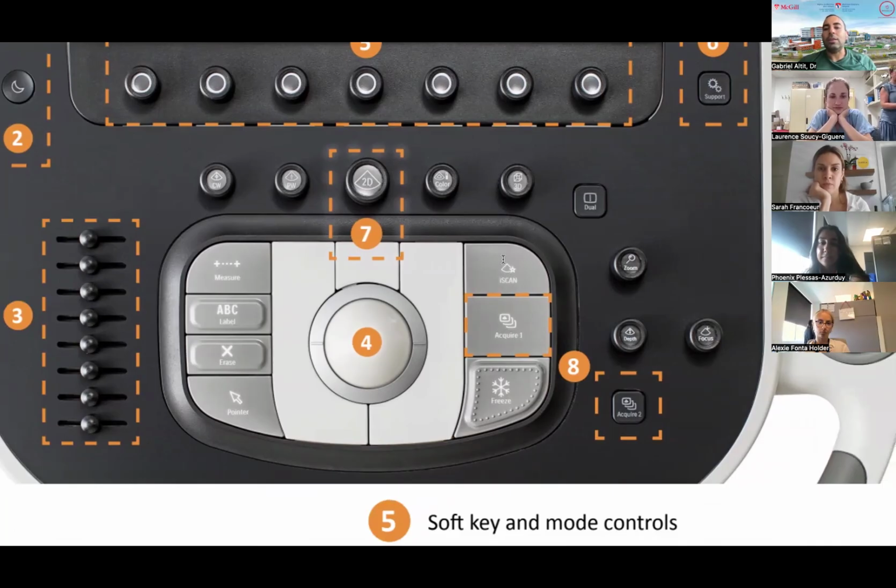You have a button here that's called iScan. I personally rarely use it. Some people love it. It's basically a button that allows you to optimize your image using AI, kind of. I find sometimes it actually slows you down when you keep on clicking iScan.